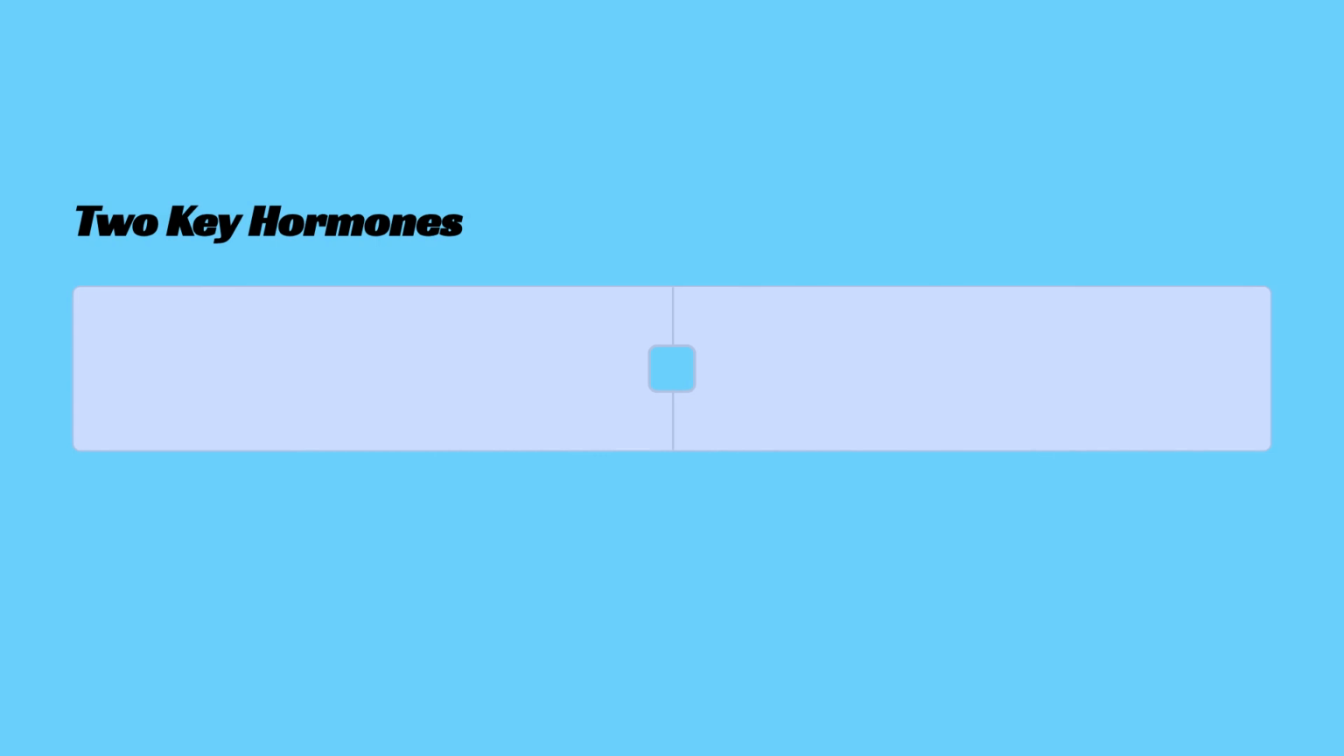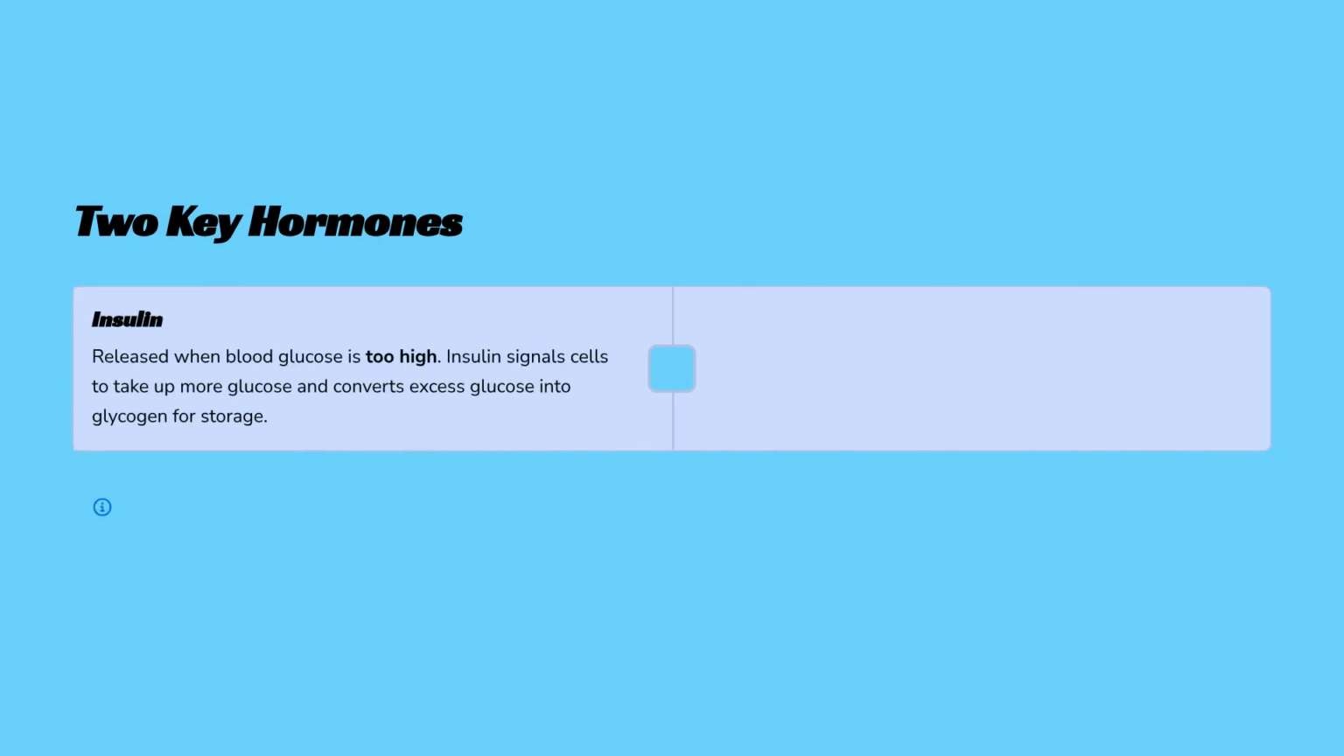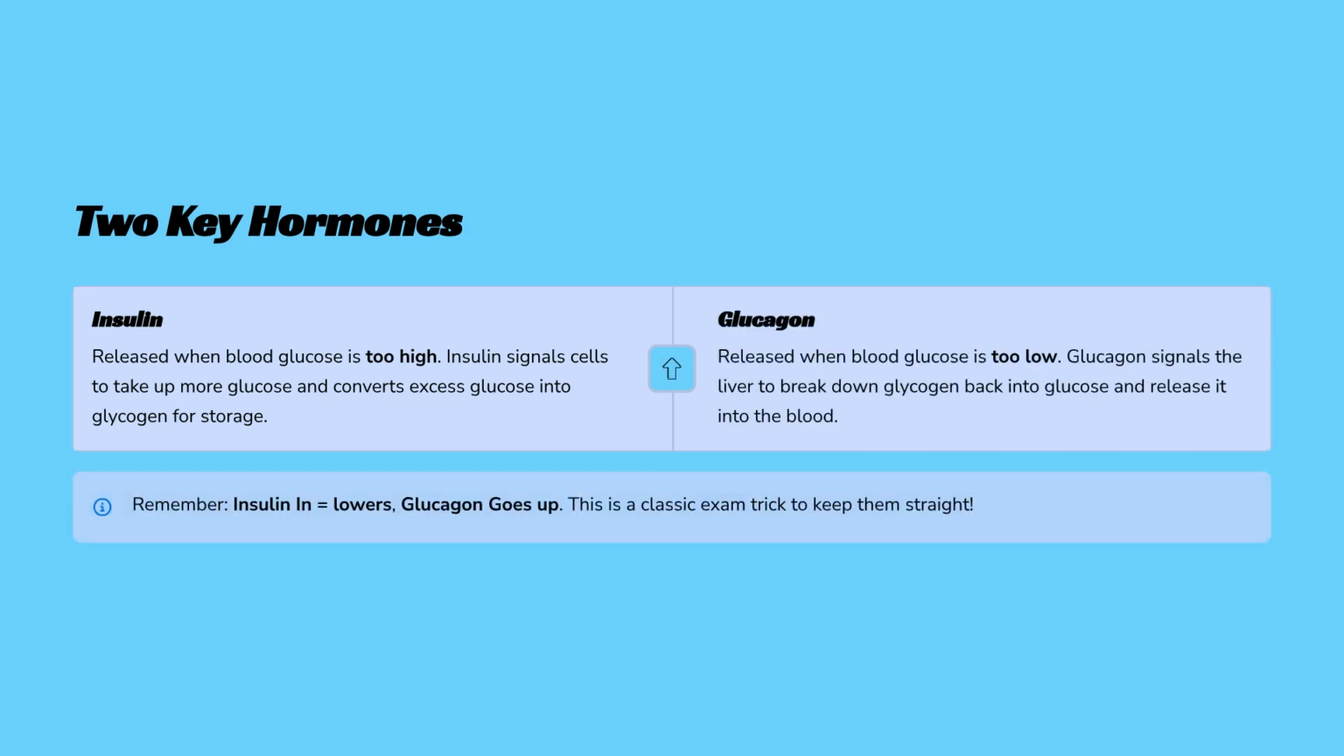Two key hormones regulate blood glucose. Insulin is released when glucose is too high, signaling cells to take up glucose and convert excess into glycogen for storage. Glucagon is released when glucose is too low, signaling the liver to break down glycogen into glucose.